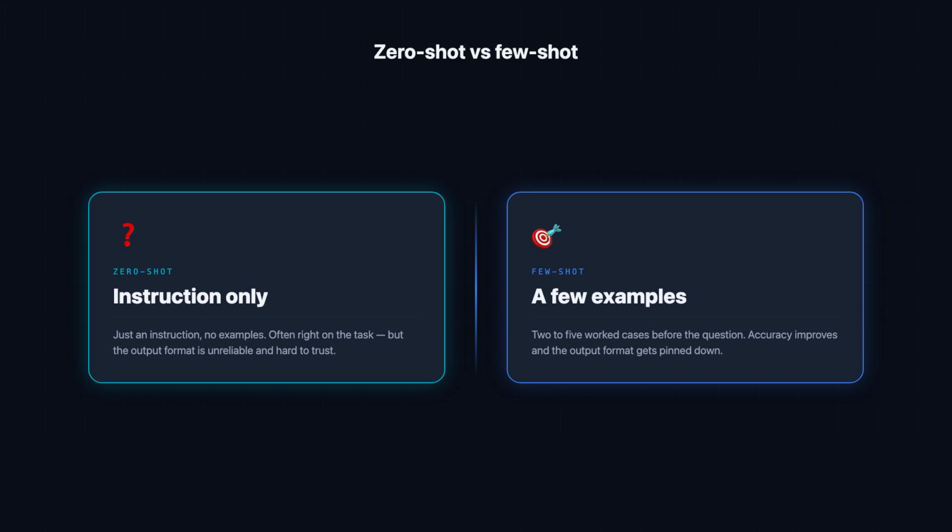Adding a handful of examples changes that completely. Showing 2 to 5 worked cases before the question reliably improves accuracy, and crucially, it pins the output format down. Demonstrate answers that are just a label or a clean JSON object, and the model follows suit every time, matching the structure you showed it without you having to describe it in words.